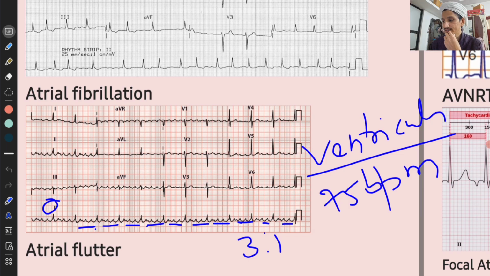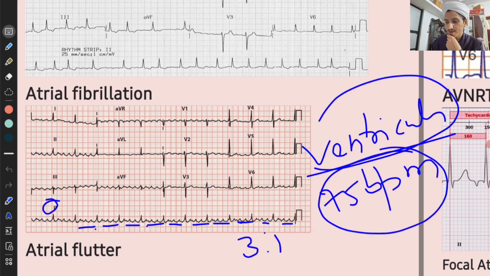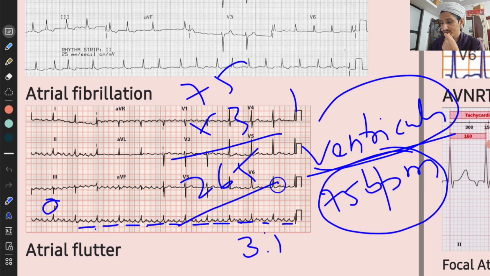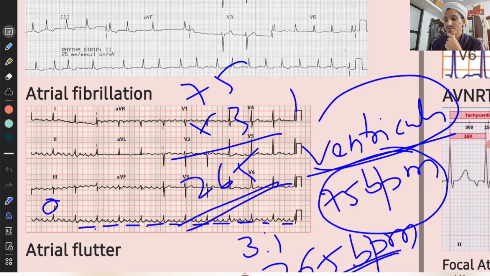So the ventricular rate is 75 beats per minute, but if you multiply this 75 by 3, how much will it be? 3 5s are 15, 3 7s are 21, 26. So the atrial rate is approximately 265 beats per minute. That's how you know here that it is atrial flutter.